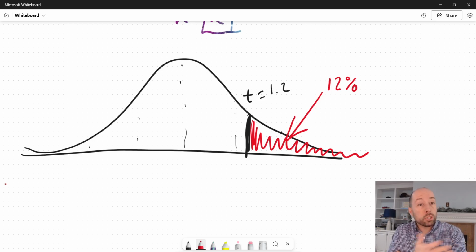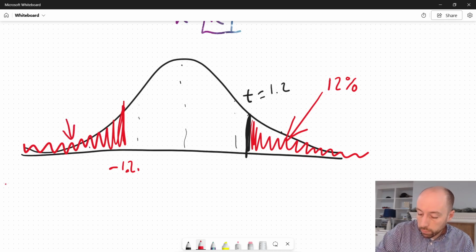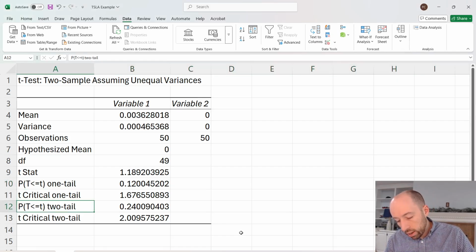And if I want to turn this into a two-sided consideration, then I go to the other side and I say, you know, there's also a negative 1.2 over here. And there's another 12% out there. So I go to Excel and I say, hey, what if I don't care about which direction it is? What if I want to know the probability of seeing a t-statistic with at least this absolute value? So it could be 1.2 or negative 1.2 or anything past those numbers.